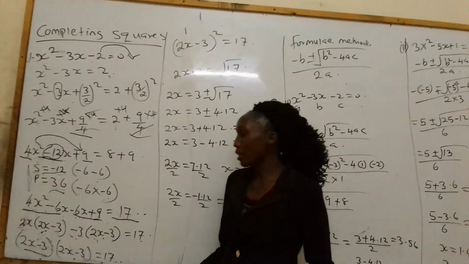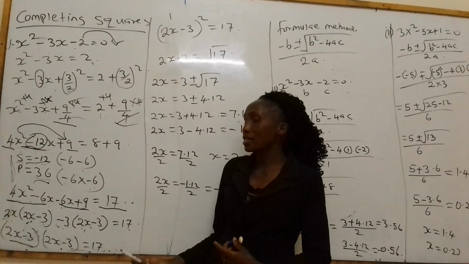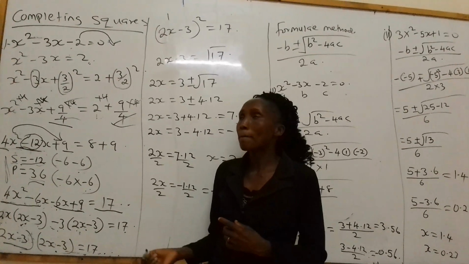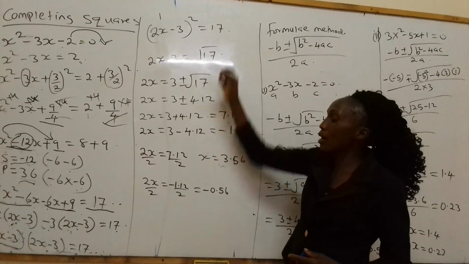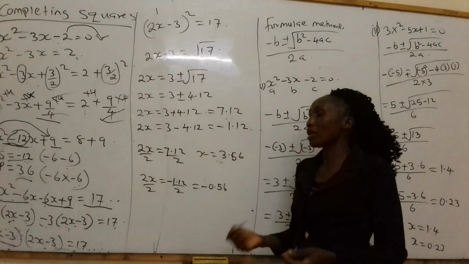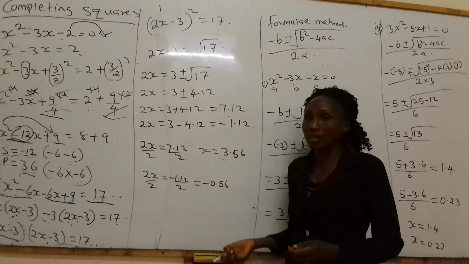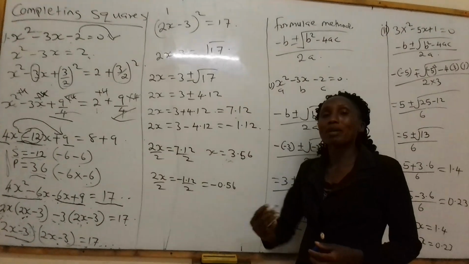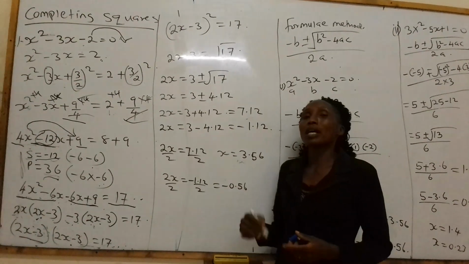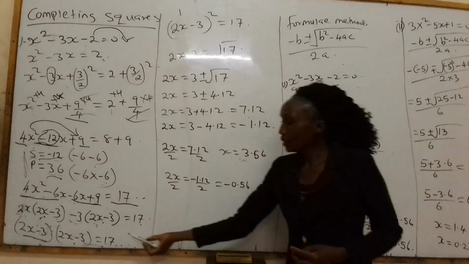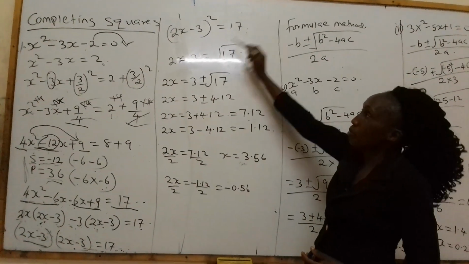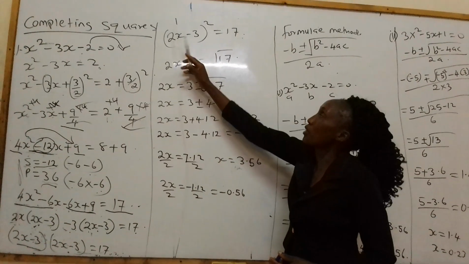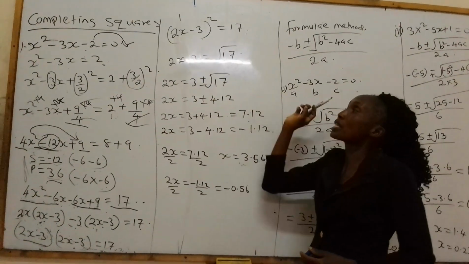Because the values are the same, 2x minus 3, 2x minus 3, we can combine them and then we square. The next part is 2x minus 3 squared. If you square it, it is similar to saying 2x minus 3 multiplied by 2x minus 3, which is still the same as 2x minus 3, and then you put them in brackets and then you square. It is equal to 17. We are going to equate to 17, because both are the same, we are squaring to get to 17.